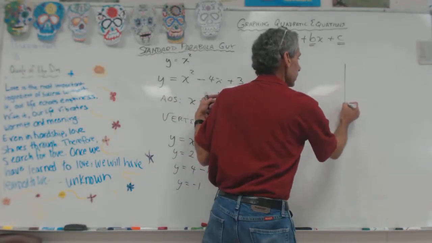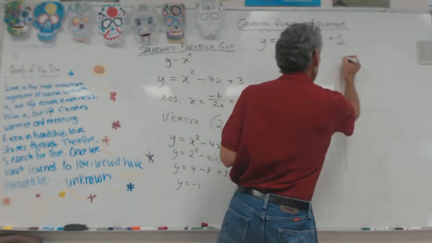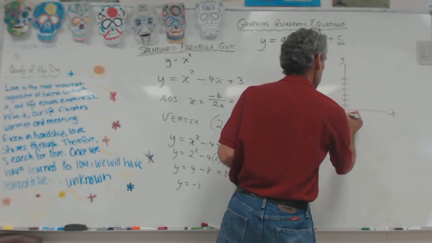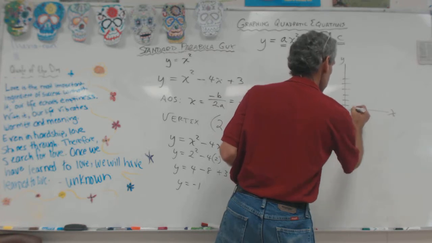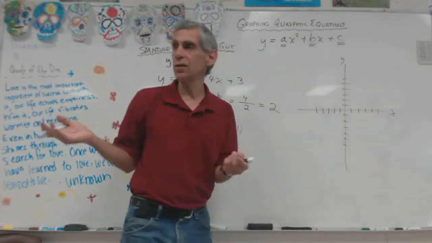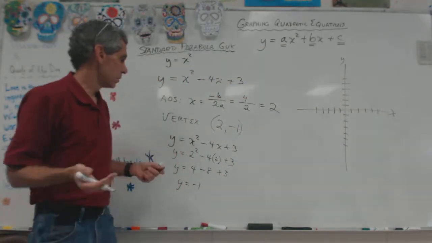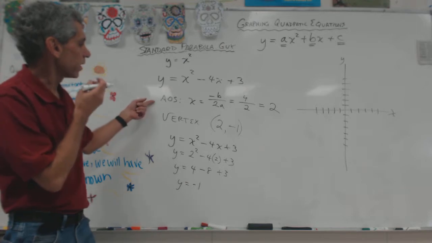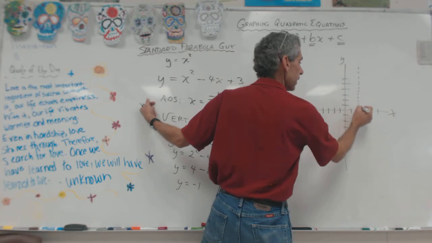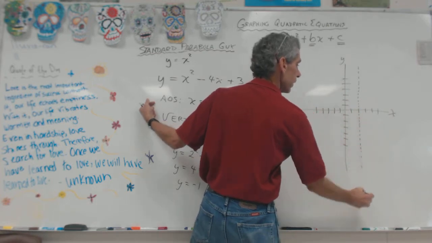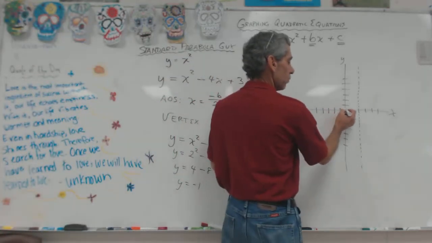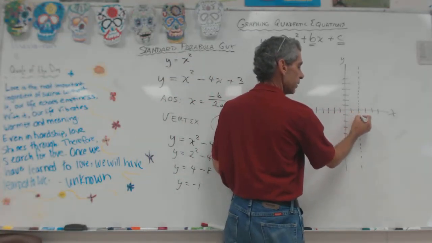If I graph this, once you have your vertex, you're 90% done. If I wanted to do my axis of symmetry, I'll just do that. It says it's 2. I'm going to do a vertical dashed line at 2. That just tells me that's my axis of symmetry. And then my vertex is 2, negative 1. I go over to the right 2, down 1, put a dot.